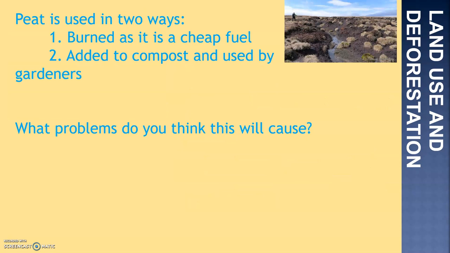Now, peat is used in two ways. One, back then really, burned as cheap fuel, and also added to compost used by gardeners.